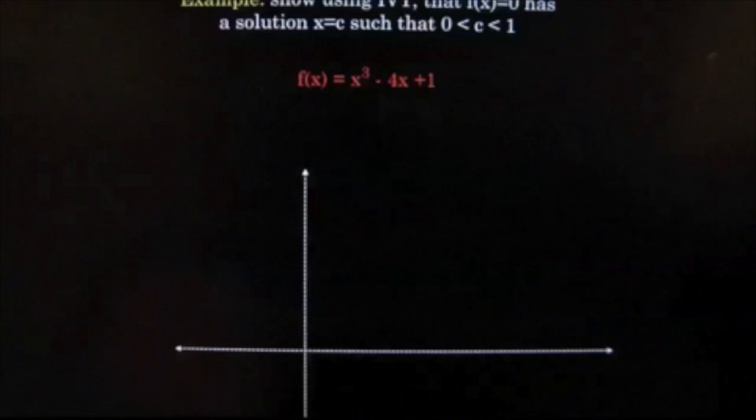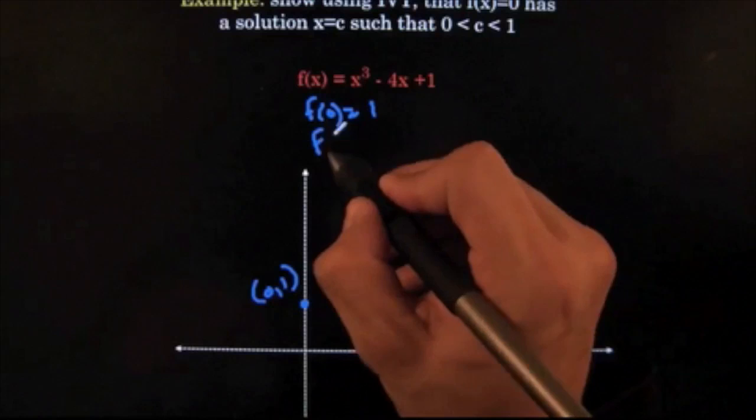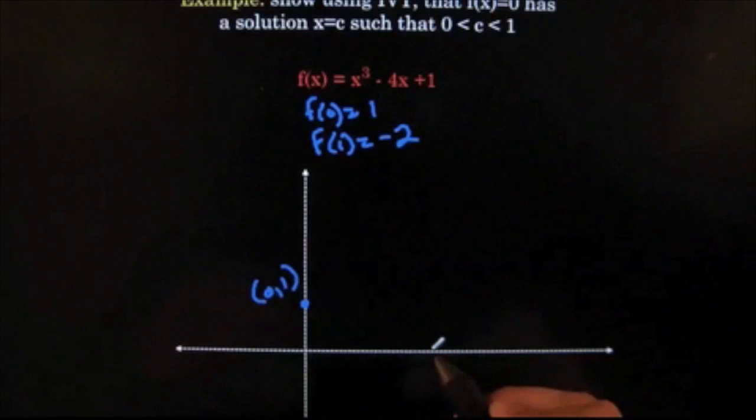So here's what you do. You look at 0. What's f of 0? F of 0 would be 1. So at 0, you're at 1 here. 0, 1. And then you look at f of 1. At f of 1, you are at 1, 1, 1. That's negative 2. So at 1, you're at negative 2.